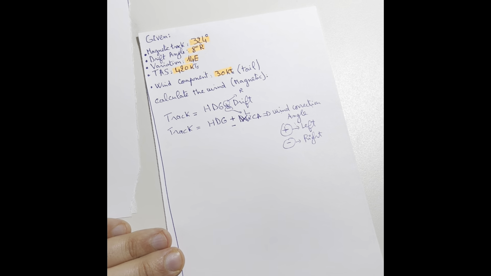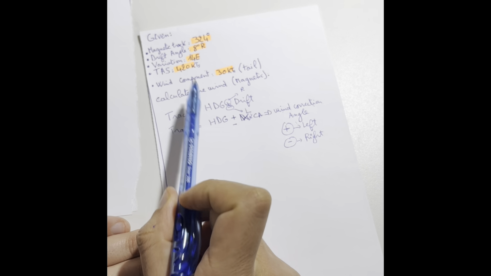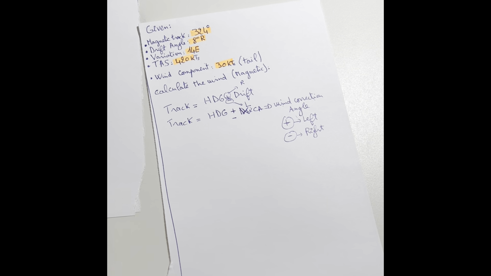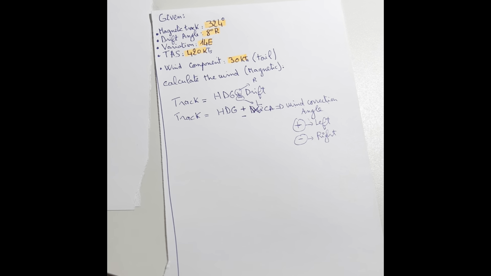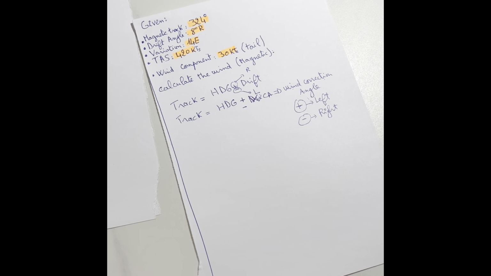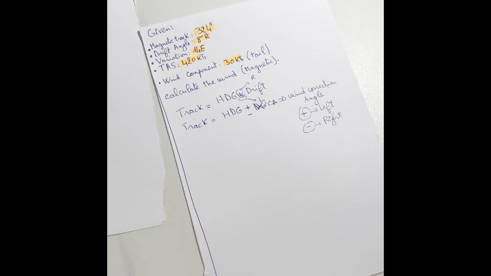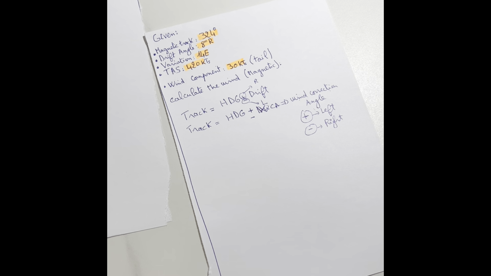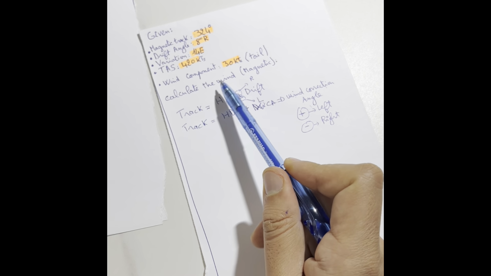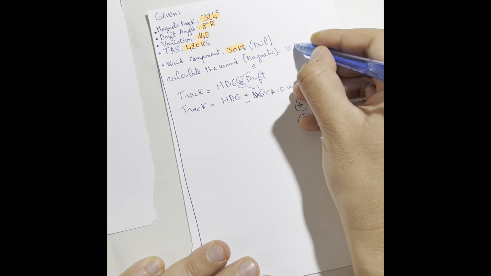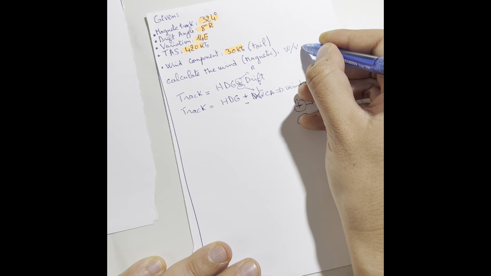Now, let's go back to our question. Given magnetic track 324, drift angle is 8 right, variation is 14 east, and the true airspeed of 420 knots. We have a wind component of 30 knots. So they are asking us to calculate the wind, as in the wind direction and velocity.